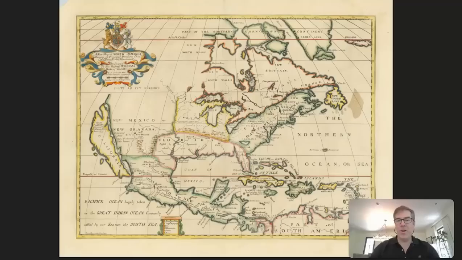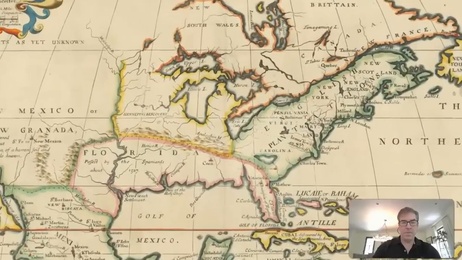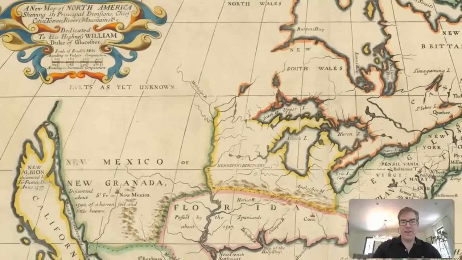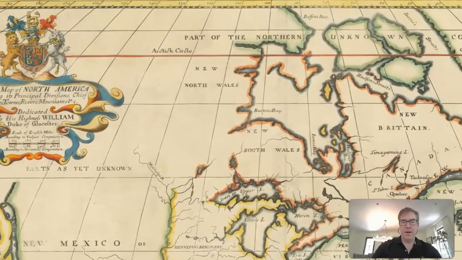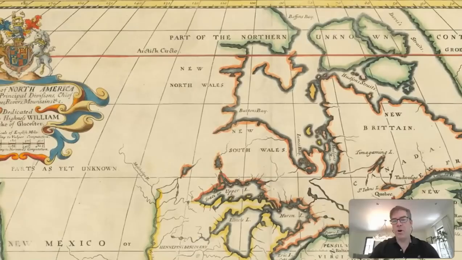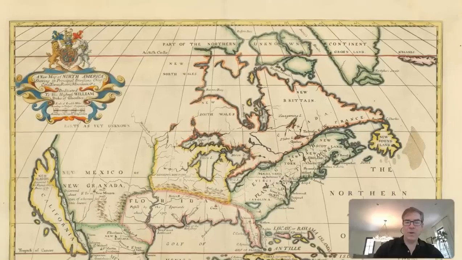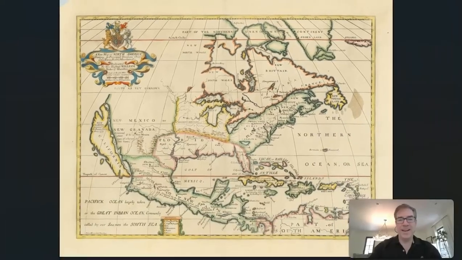I would wonder, one, why is California an island? But two, why does it show in the northwest part of North America that it was parts as yet unknown? And you can see here, parts as yet unknown. And in the upper part of it, part of the northern unknown. And so I wondered why it was presented like this.